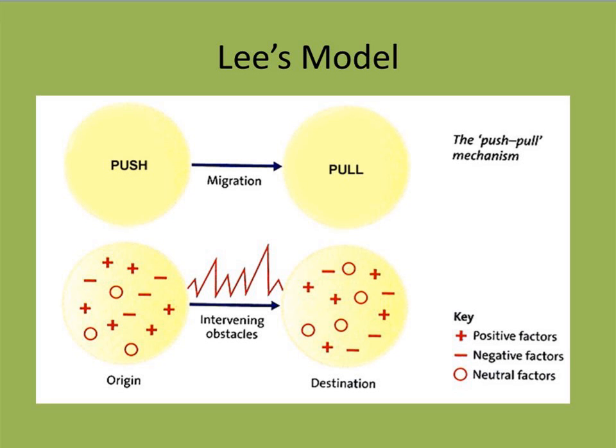And so here's how Lee's model actually looks. Same thing that we saw earlier with the push-pull mechanism. It's not that simple. We see that there's positives and negatives of every place, and then there's neutral factors as well. During the course of this, there's going to be intervening obstacles, and there's positive, negative, and neutral factors of the destination. So it's a little bit more complicated than just, I don't want to be here anymore, so I'm going to go someplace else where it's all sunshine and rainbows. It's not really reality.